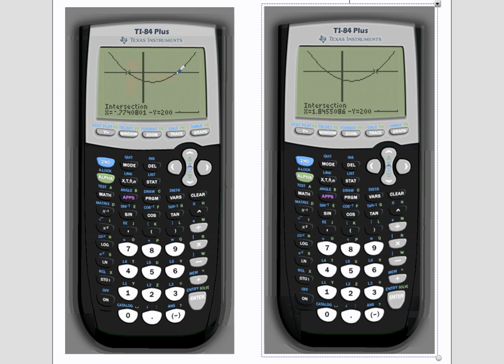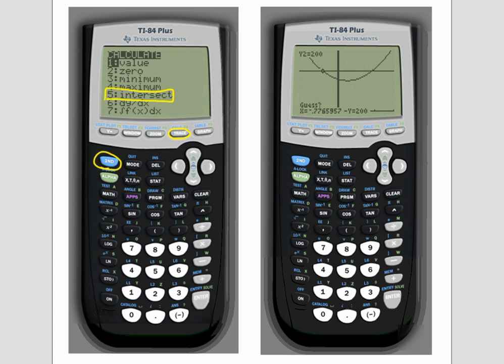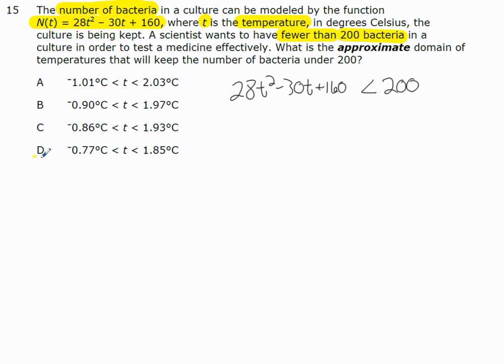Then from there all the way to this other intersection, the number of bacteria is below that line, which is 200 bacteria. So we do the same process. We go second, trace to get to the calculate menu, option 5, enter, enter, enter. On that third enter though, before you press it, you want to scroll over to the other intersection to get it to tell you the other intersection is x equals 1.85. Alright, so that means between -0.77 and 1.85, that's our domain that we want to keep the number of bacteria under 200. So looking at our answers, that's going to be D.